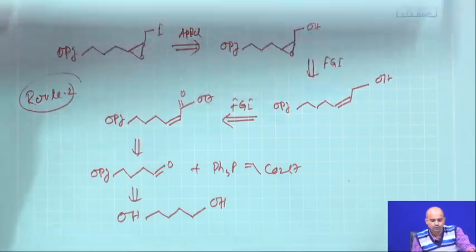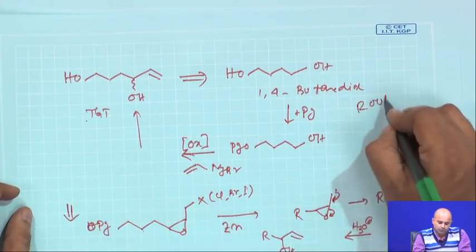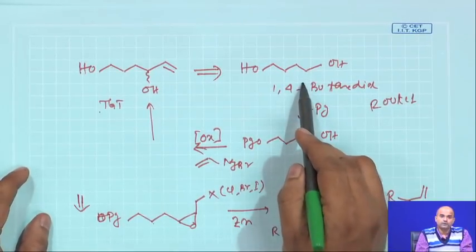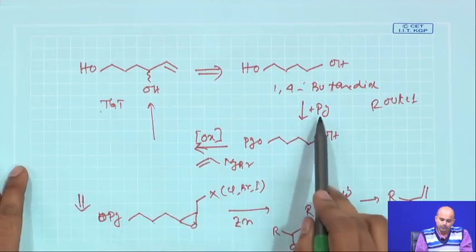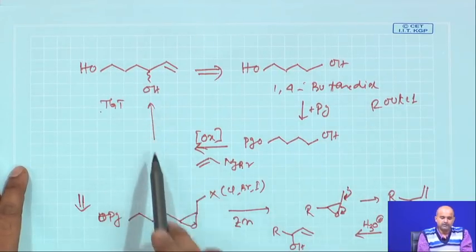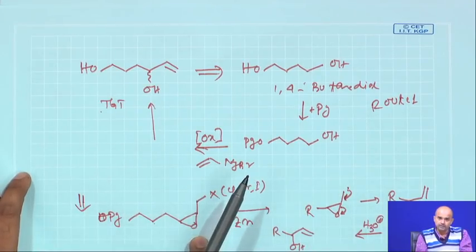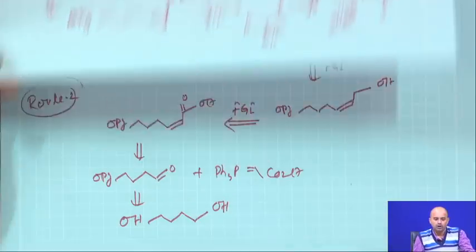The route 1 is absolutely simple. Route 1 is this one. In route 1 we say you take the corresponding butane diol, monoprotect, oxidation, vinyl magnesium bromide addition. It is a very simple 4 step, but the other pathway is also very interesting, though it has a little bit more steps.